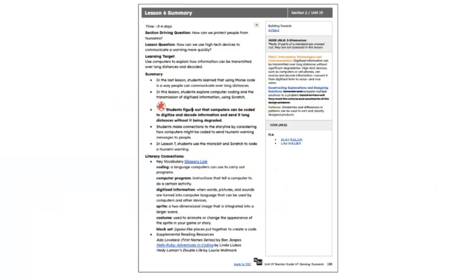There are several opportunities for ELA cross-curricular connections throughout the lesson. You can look for specific standard connections in the Unit 19 Teacher Guide. This lesson will take approximately 3 to 4 days to complete.